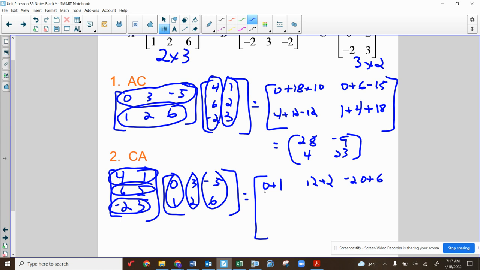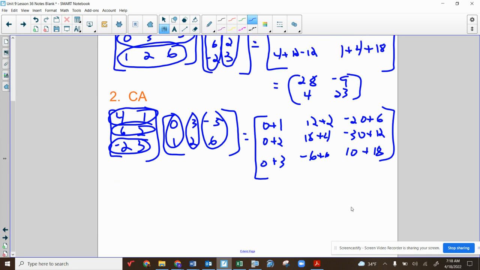Do that for 6 and 2. 6 times 0, 2 times 1. 6 times 3, 2 times 2. 6 times negative 5, 2 times 6. All right, then the last one. Negative 2 times 0, 3 times 1. Negative 2 times 3, 3 times 2. Negative 2 times negative 5, 3 times 6.